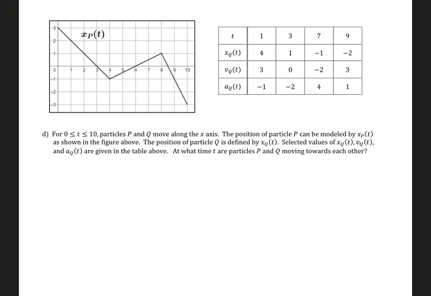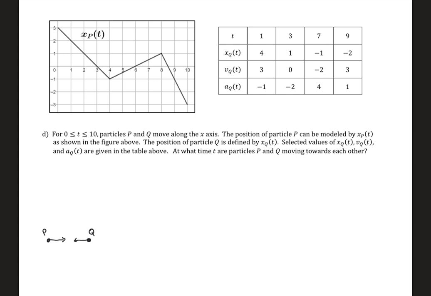Okay, so can you imagine if you're on a number line, there's different scenarios of whether the particles are going towards each other, away from each other, or maybe they're both moving in the same direction. But in order for them to be moving towards each other, there are two scenarios. So you could have this be particle P, and this be particle Q, and they're going towards each other.